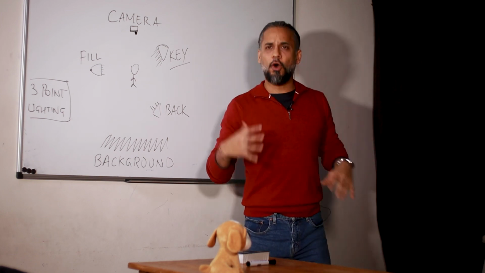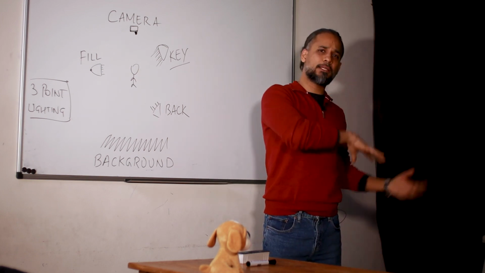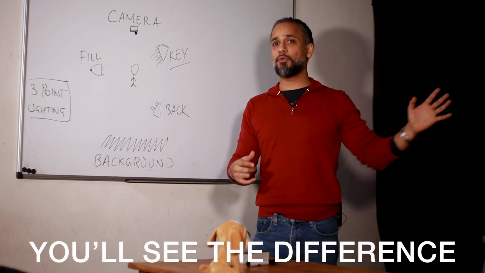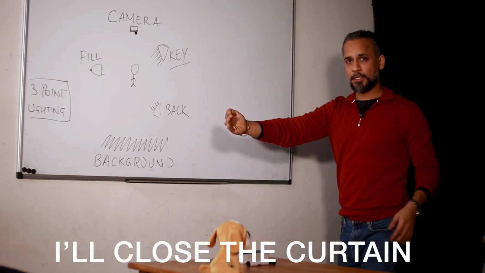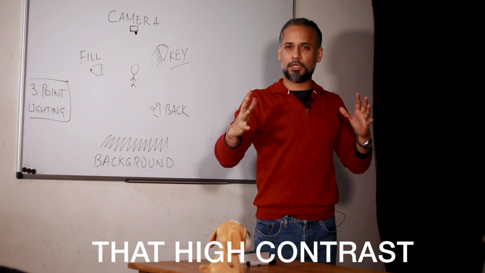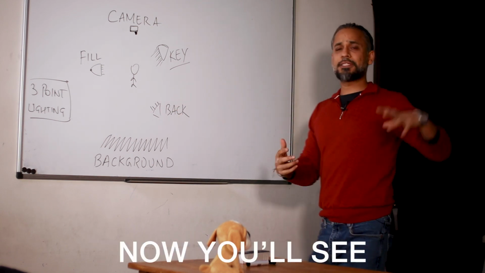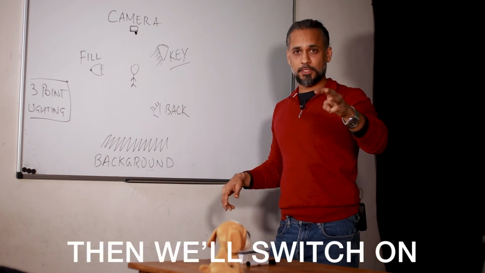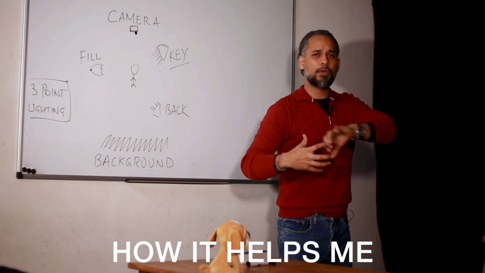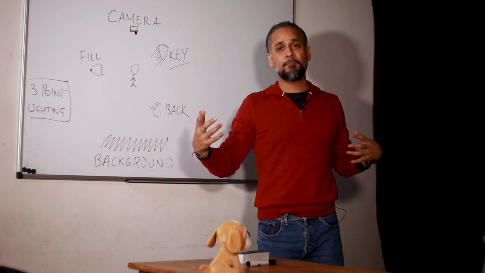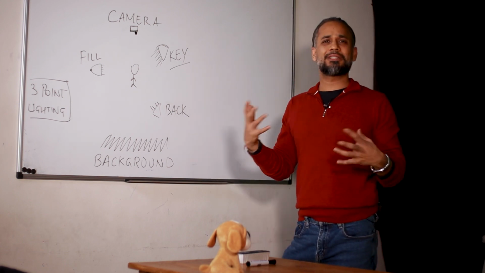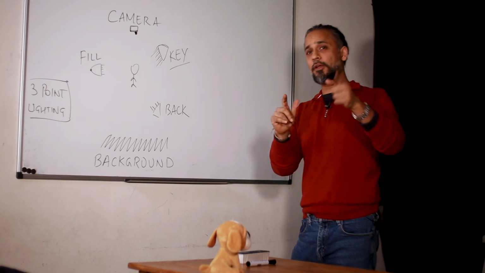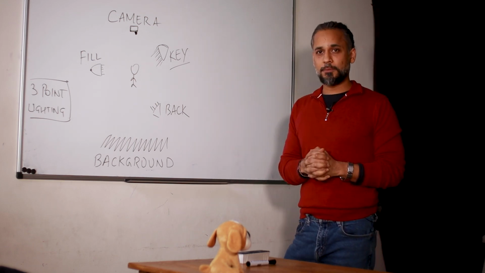Now what we'll do is, all of this that I've explained, we'll go back to the previous setup. I'll sit there again. And what I'll do is, I'll switch on only the key light. You will see the difference. I'll close the curtain, okay, so that you'll see that high contrast. Then I'll open the curtain. Now you'll see the key light and the fill light without the backlight. Then we'll switch on the backlight as well. You will see how it helps me pop out of the whole background. In addition, I'll also show you certain other things that we can do. I'm not going to go in too much detail about the lighting per se, and then we'll go to that bonus point which I wanted to explain.